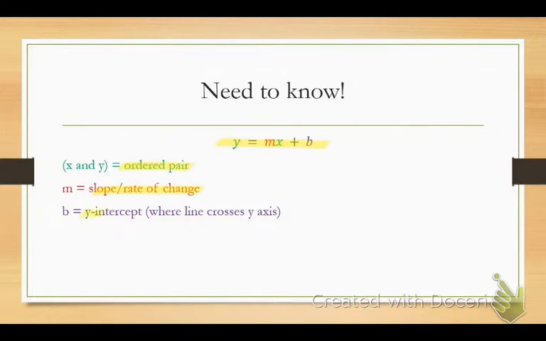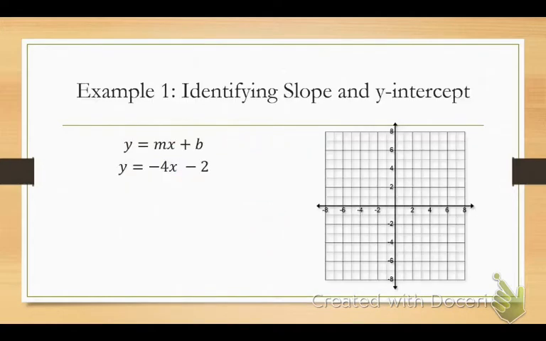B stands for the y-intercept. What does the y-intercept mean? What did I say here? Where the line crosses the y-axis. So if the y-intercept is a 3, that means the line crosses the y-axis at a value of 3. Okay? All right. Do we have those terms? We have those blanks filled in? What now?